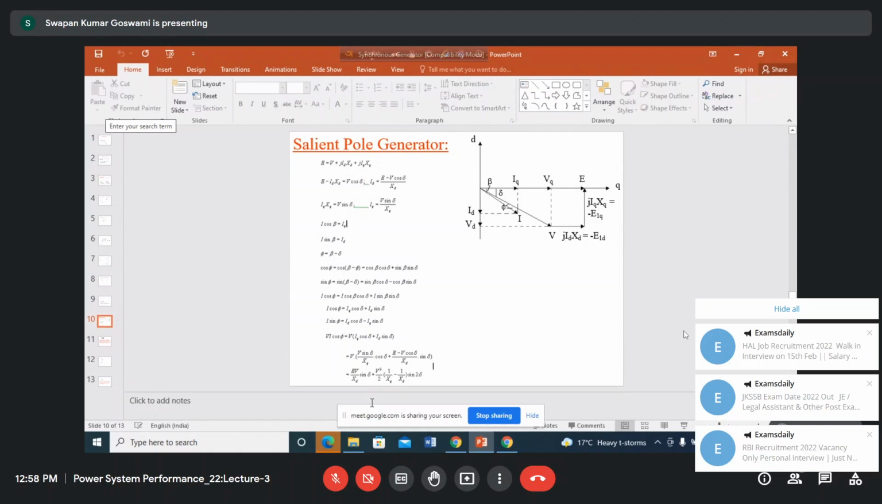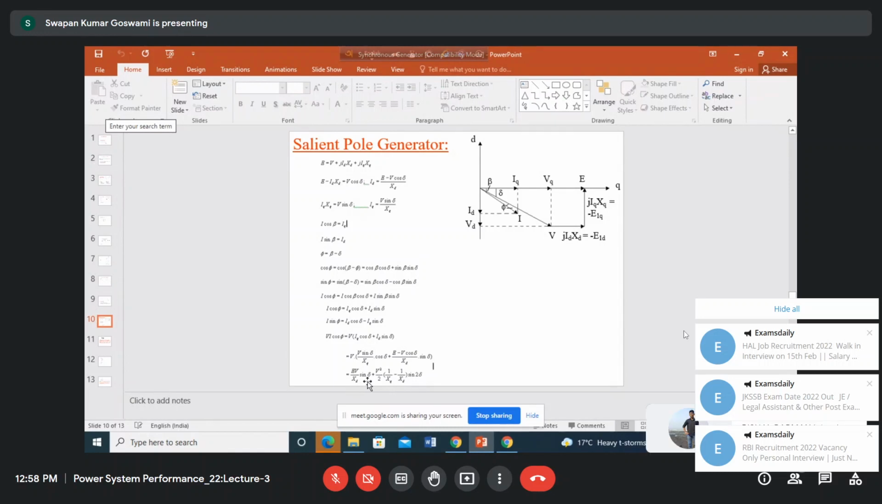That's why this component, V square by 2 times (1 upon xq minus 1 upon xd) sine 2 delta, is appearing, and this component is called the reluctance power. What will be the value of this reluctance power? It depends upon the value of xq and xd, and may be 15-20% of the total. Okay.